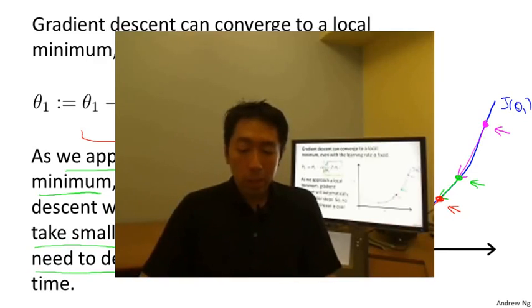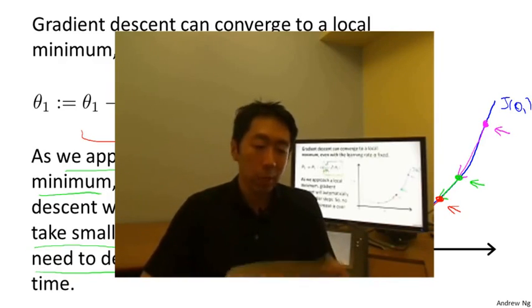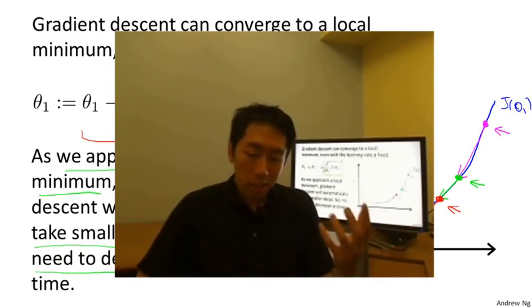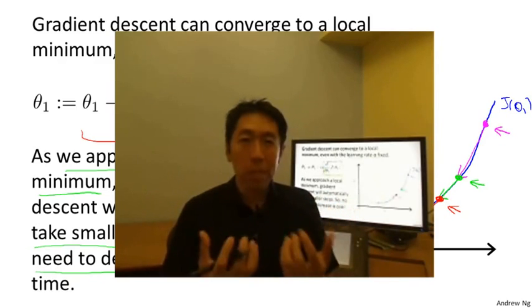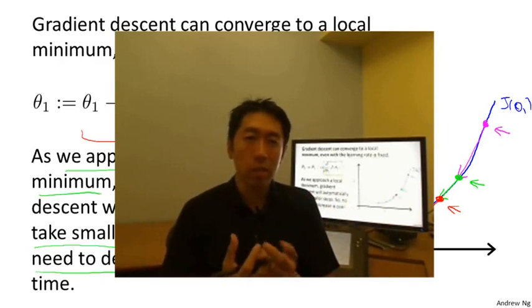In the next video, we're going to take the function J and set that back to be exactly linear regression's cost function, the squared cost function that we came up with earlier. And taking gradient descent and the squared cost function and putting them together, that will give us our first learning algorithm. That will give us our linear regression algorithm.